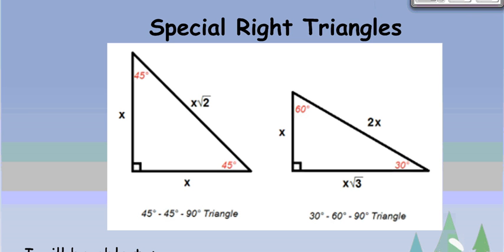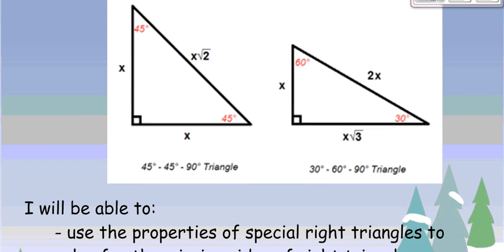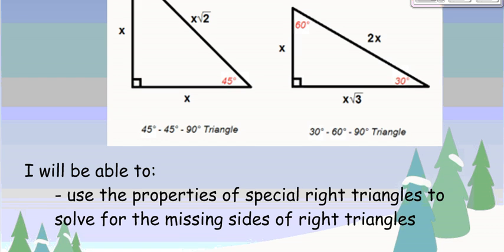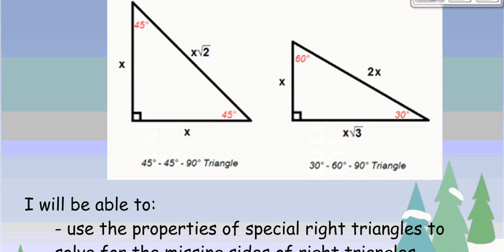All right, so today we're going to be learning about special right triangles. So just like the Pythagorean theorem, we're finding the missing sides of the triangle, but these are going to follow a pattern. We're going to use the properties of either the 45-45-90 triangle or the 30-60-90 triangle in order to determine the sides of a right triangle.